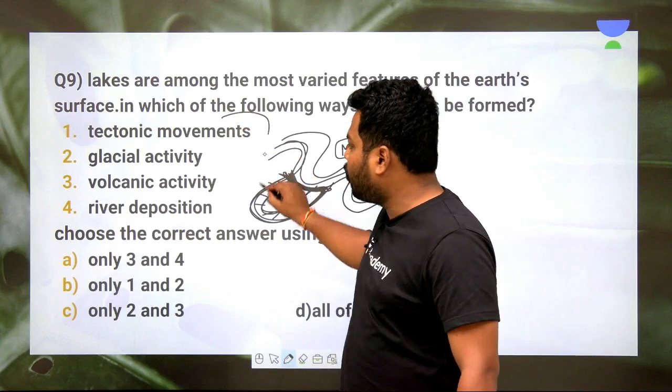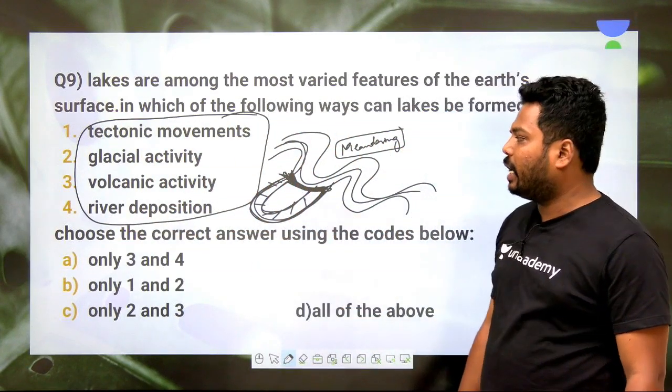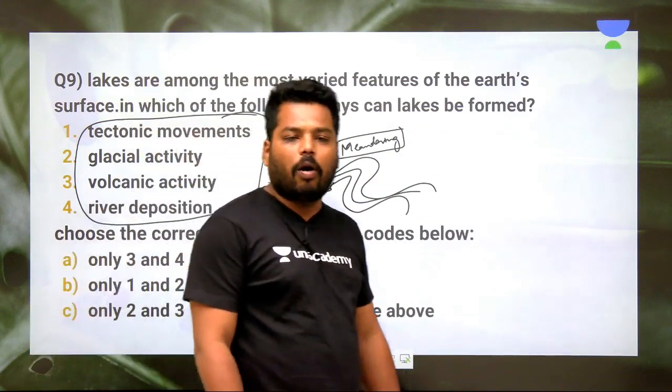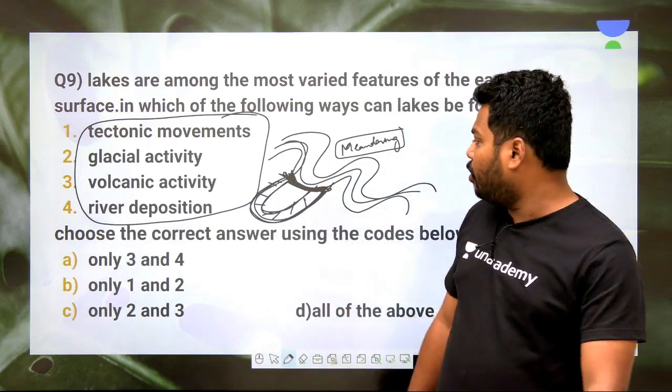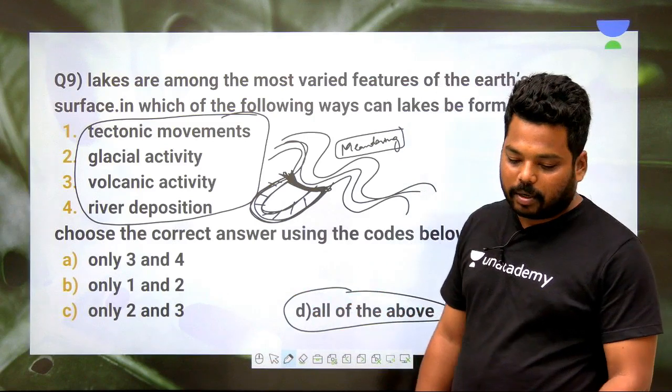Because of all these activities, let it be tectonic movement, glacial activity, volcanic activity, or river depositions, we would be having formation of lakes, and hence absolutely D is the perfect statement which we have.